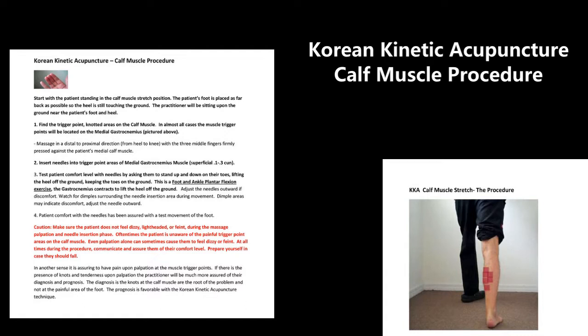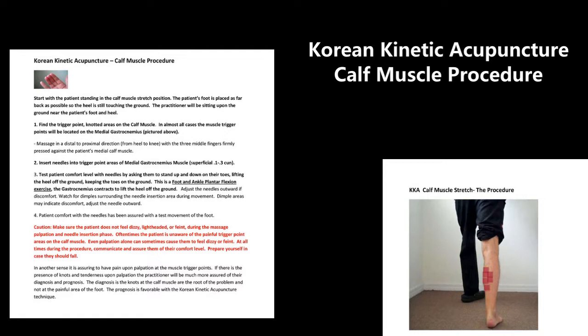Test the patient's comfort level with the needles by asking them to stand up and down on their toes, lifting the heel off of the ground, keeping the toes on the ground. This is a foot and ankle plantar flexion exercise. The gastrocnemius contracts to lift the heel off the ground. That's going to be important because this is going to be the resistance exercise we'll do in a moment.